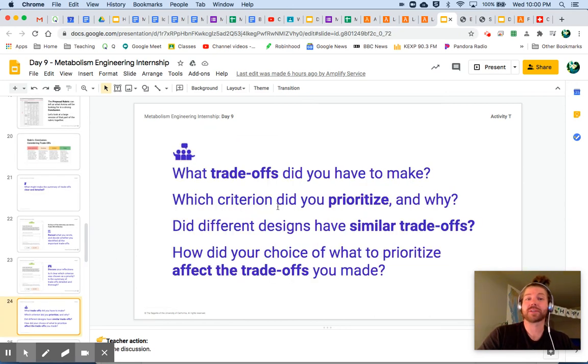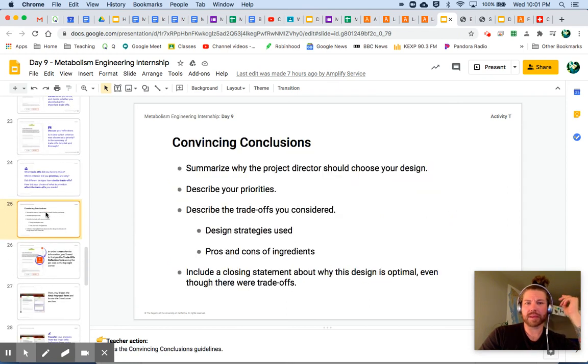More questions to consider, but these are still similar. Ooh, I like this one. Did different designs have similar trade-offs? Because you obviously made lots of different designs. Were you always trading off the same thing, or different things? And of course, this one too: how did your choice of what to prioritize affect the trade-offs you made? We've talked about that already.